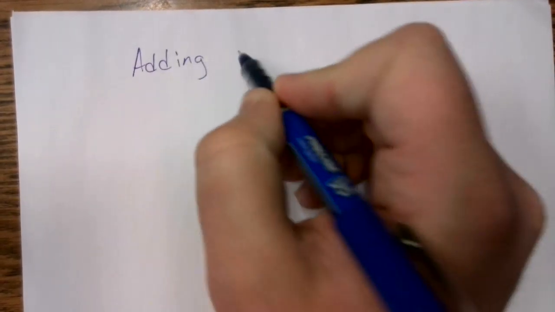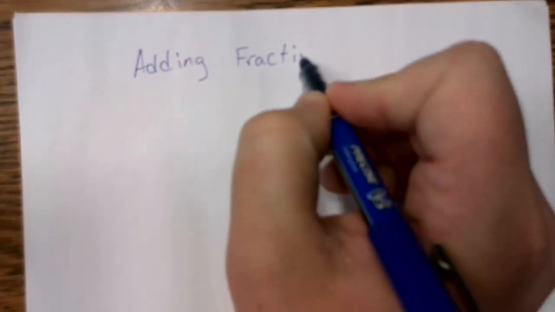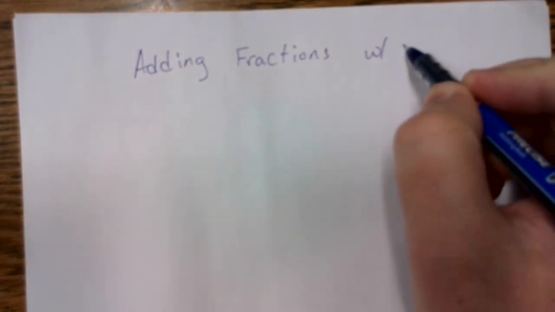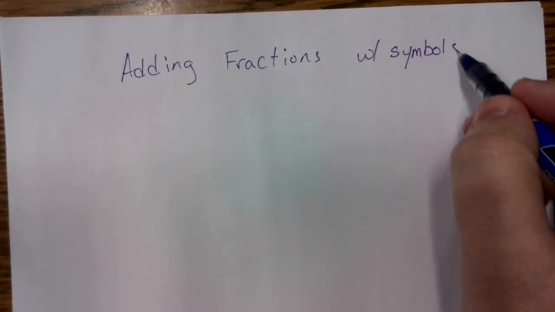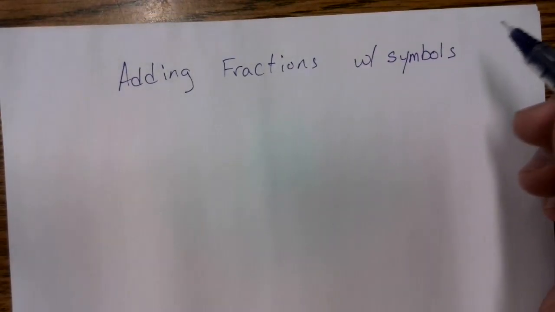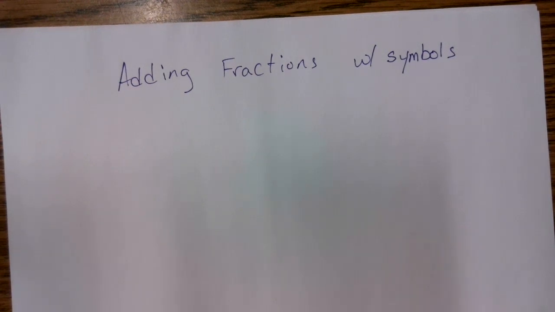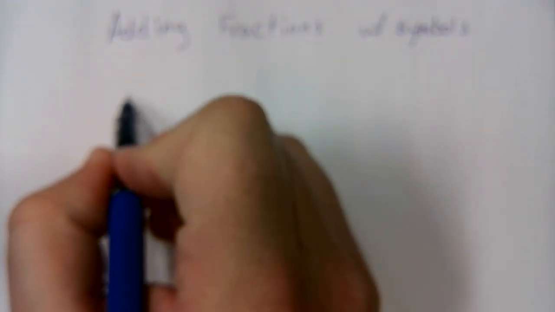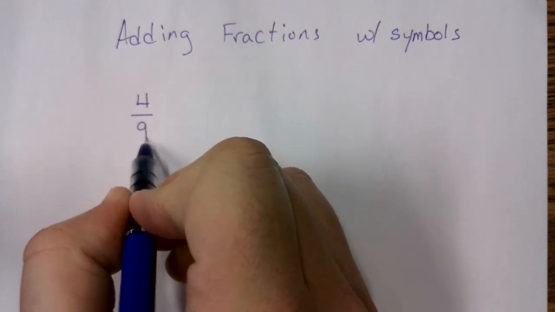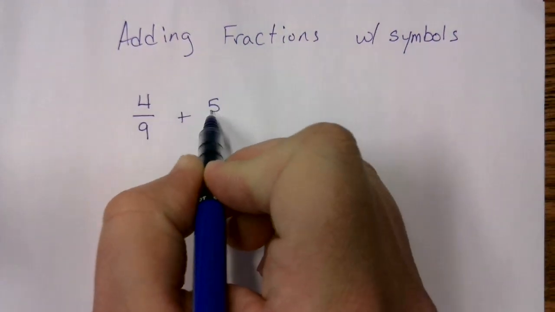Today we're going to look at adding fractions with symbols. We've been looking at the models, and now that we have an understanding of how to find a common denominator with the models, we can move on to finding the common denominator using the math we're comfortable with. And so for our first question, let's look at something like 4/9 plus 5/6.